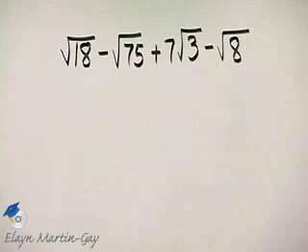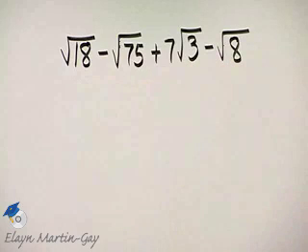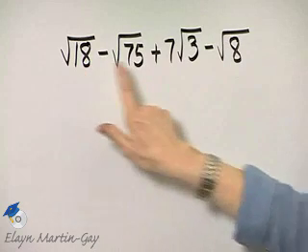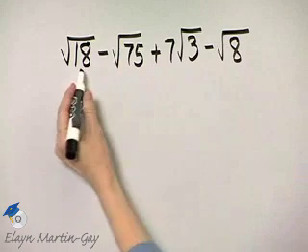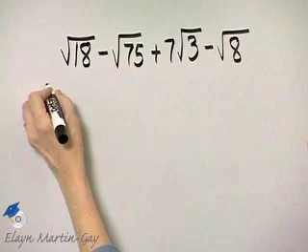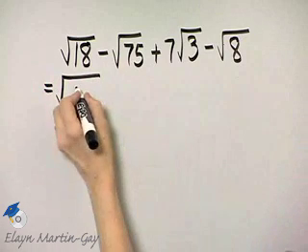Let's perform the indicated operation. Thus far, it looks like these are unlike terms. But before we can make that decision, let's make sure each radical is simplified. I have the square root of 18, but remember, 18 contains the perfect square factor of 9.